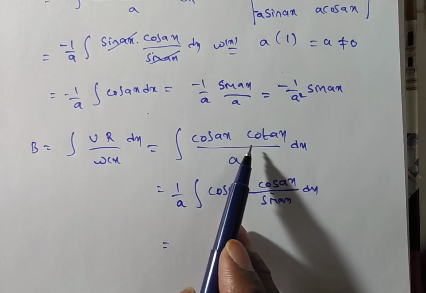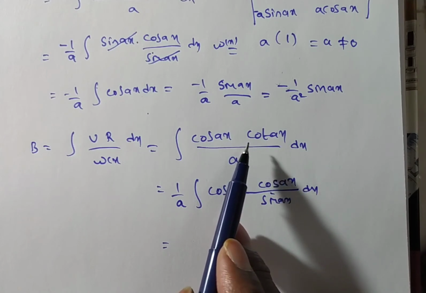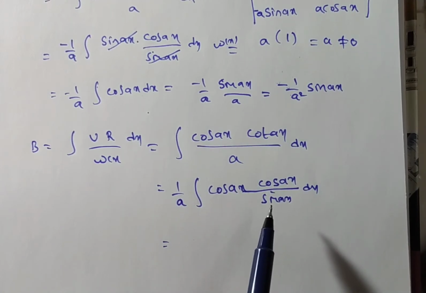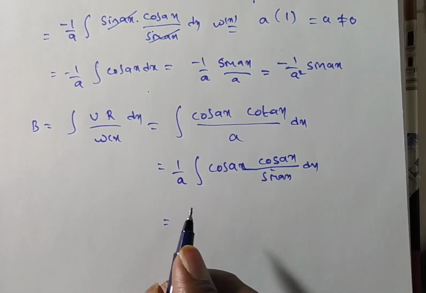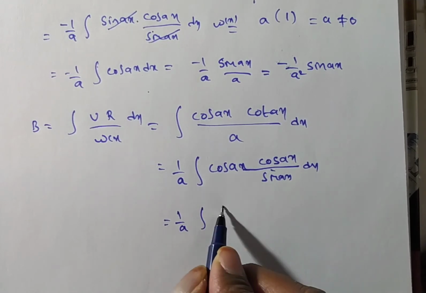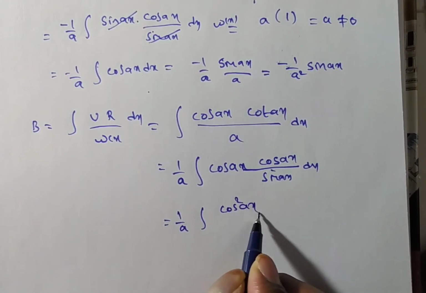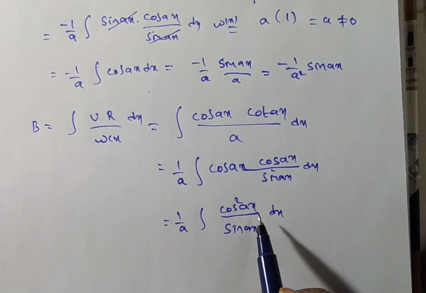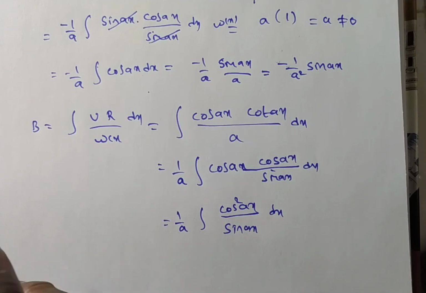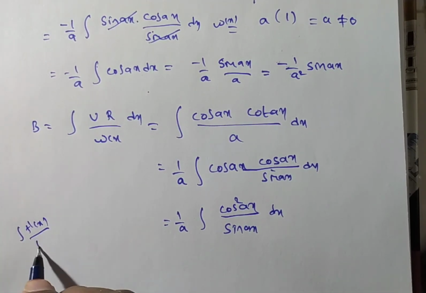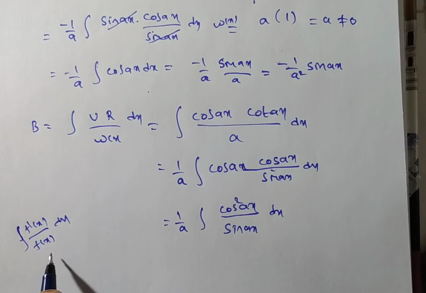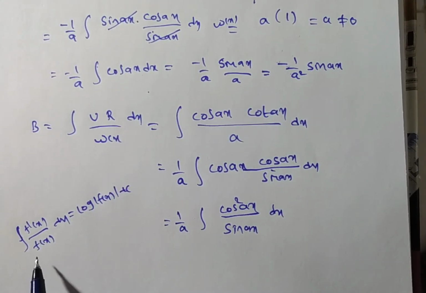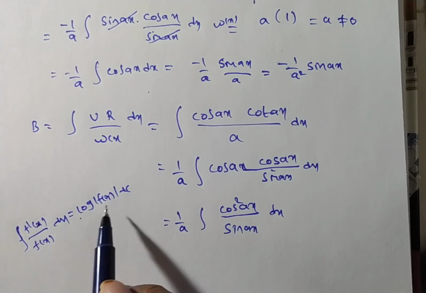But here cosine and cot x are both periodic functions, so we cannot integrate directly. So cot ax we have to write in cosine terms: cos ax by sin ax. So the integral of cos ax into cos ax is cos square ax by sin ax dx. Now in this case we have a numerator and denominator. Whenever we have numerator and denominator, generally we go for the integral of f dash of x by f of x, which gives log of f of x plus c.